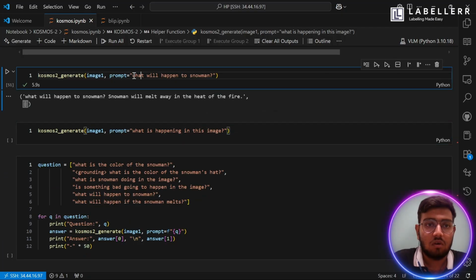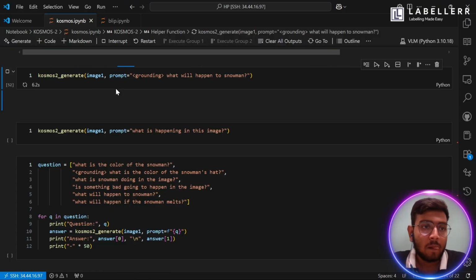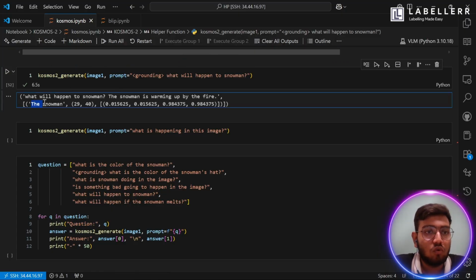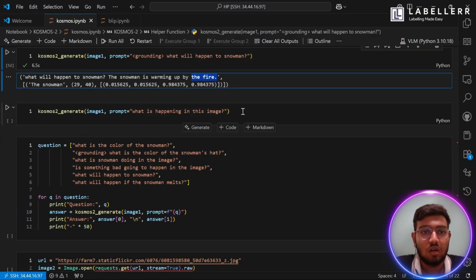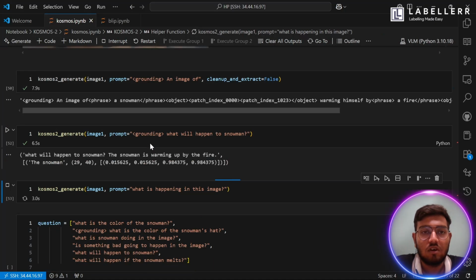let's do the same here. Grounding, let's see. As you can see, the snowman object is detected, but the fire object is not detected, which I don't know why, because if the sentence has both, both objects should have been present here. So this is a fault of the Cosmos 2 model. Let's try another prompt. What is happening in this image? Let's get a general description.